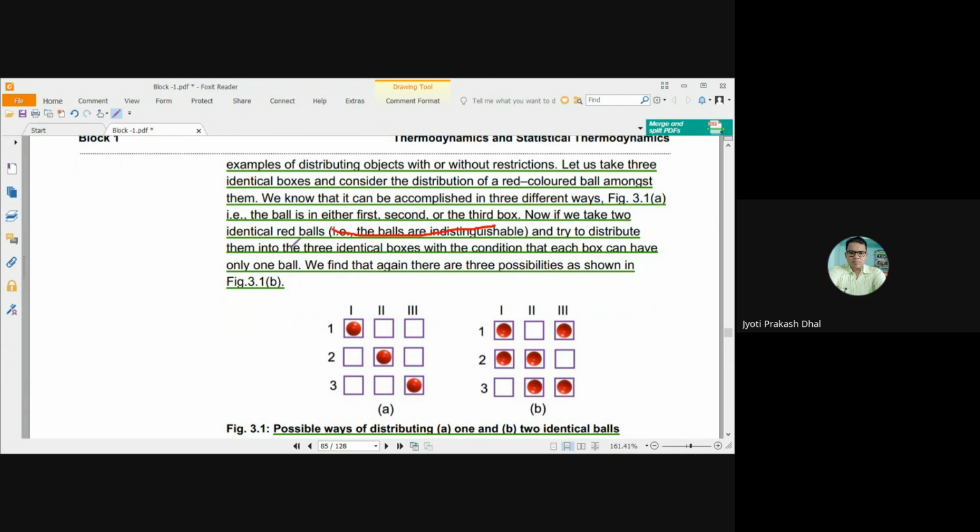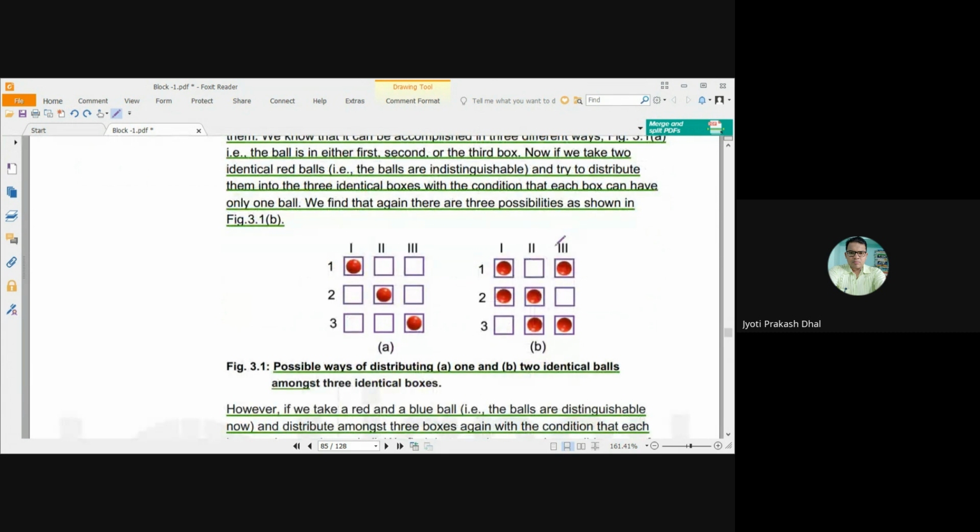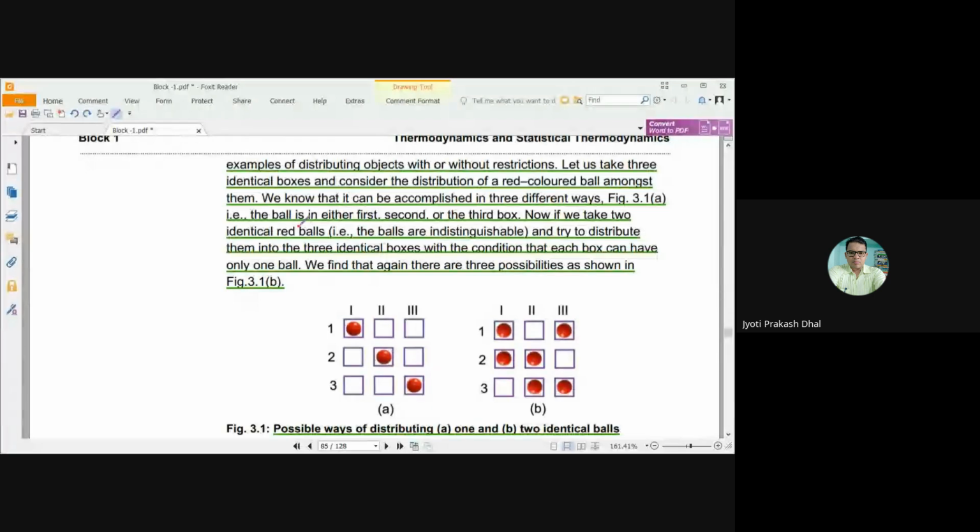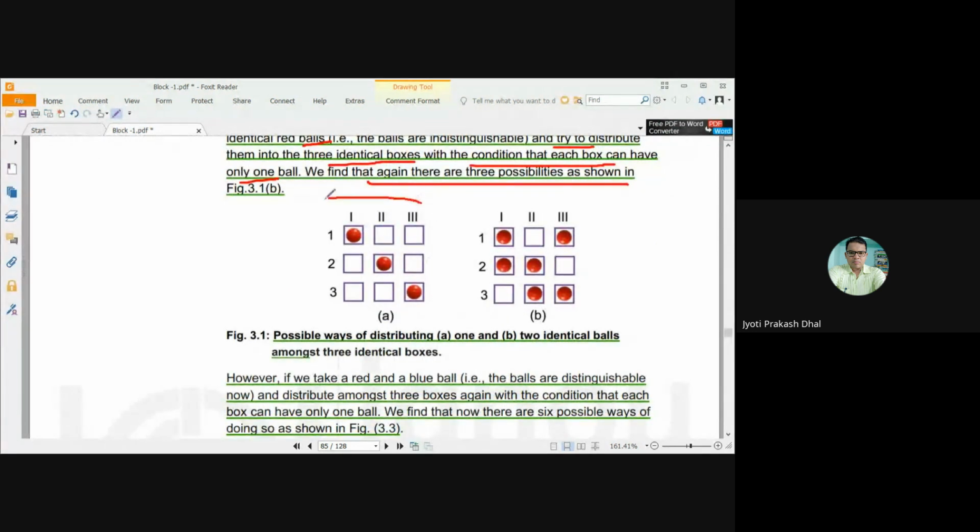Now, if we take two identical red balls, we know that it can be accomplished in three different ways as shown in this figure. The ball is either in the first, second, or third box. Now, if we take two identical red balls and try to distribute them into three identical boxes, with the condition that each box can have only one ball, we find again there will be three possibilities as shown in the figure.